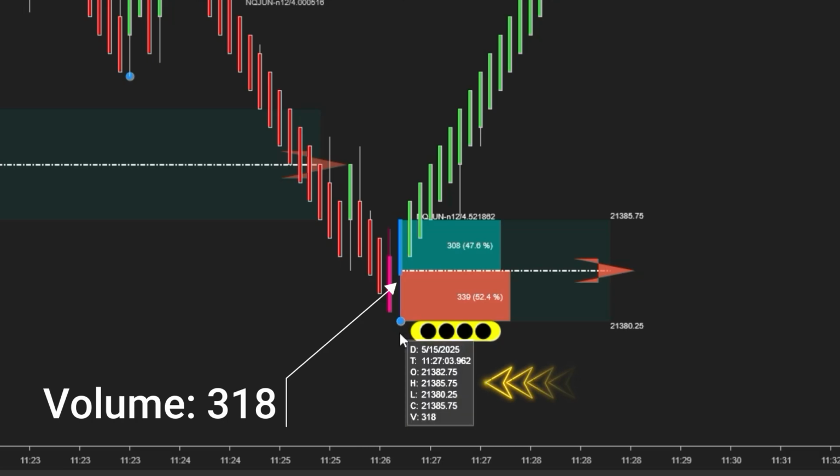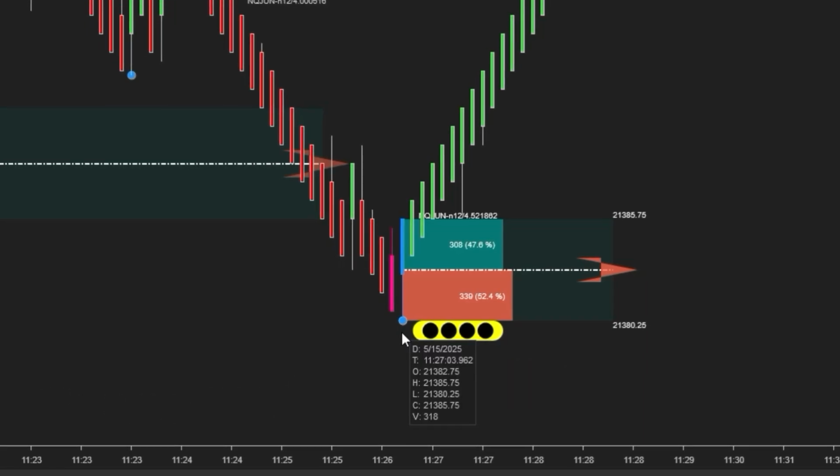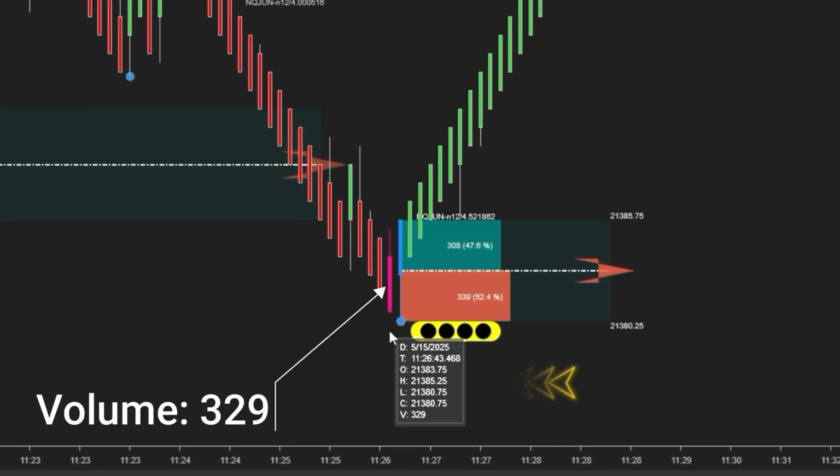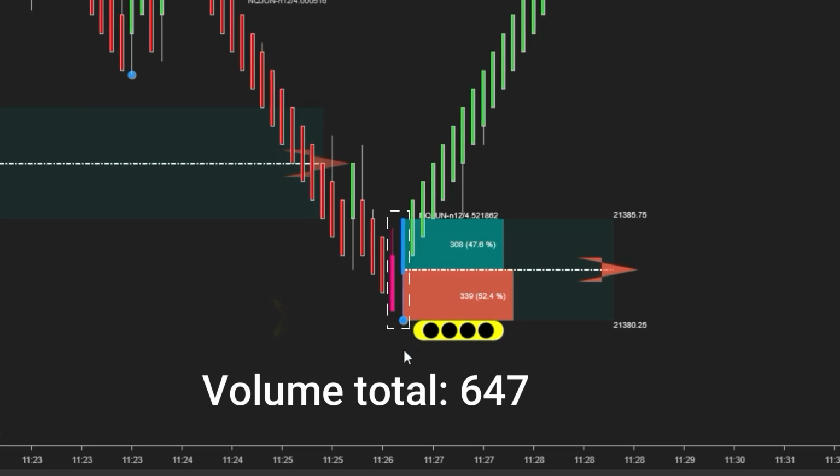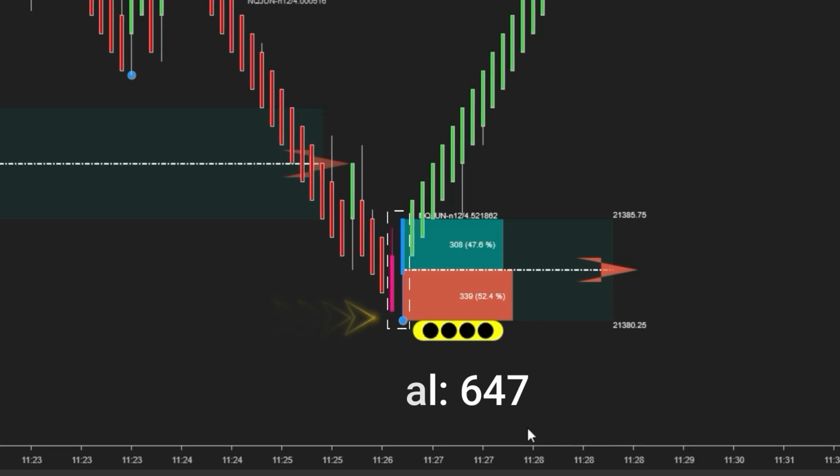In a demand zone, we have a bullish candle that forms the swing low with a volume of 318. Right before it, there's a bearish candle with a volume of 329. The indicator will sum the volume of both candles to calculate the total volume of the demand zone. In this case, the total volume is 647.